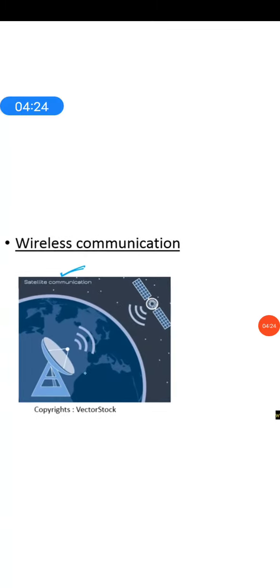Wireless communication is important because look at this, this is satellite communication. One satellite is at our earth and one is in space, so you cannot place such long wires from earth to space that could carry the information. For that purpose we are using electromagnetic waves. Both satellites are communicating with each other through electromagnetic waves.